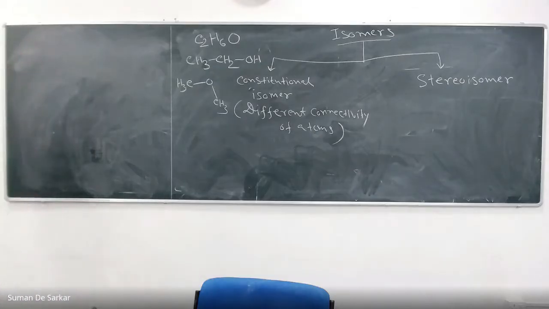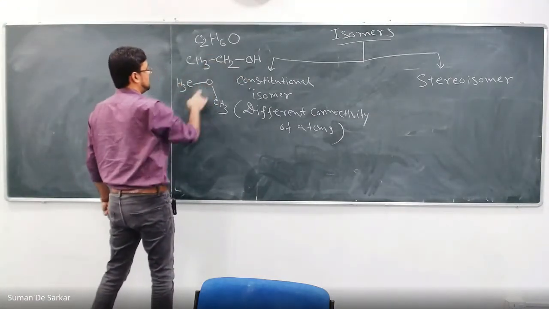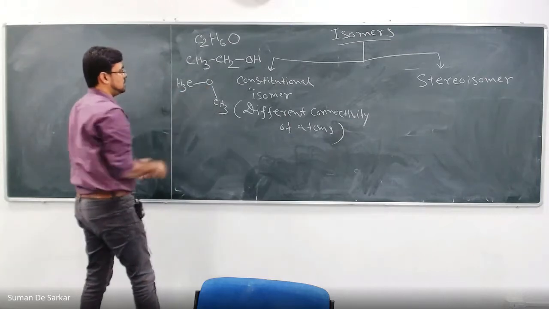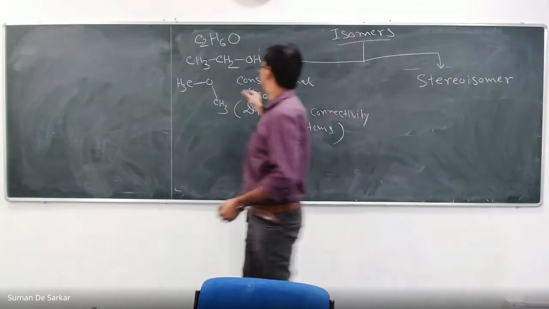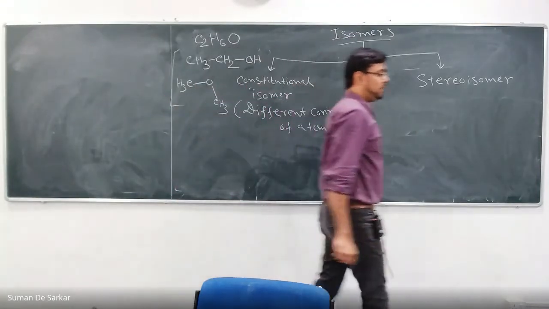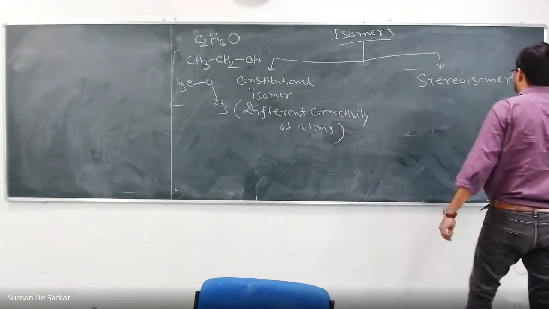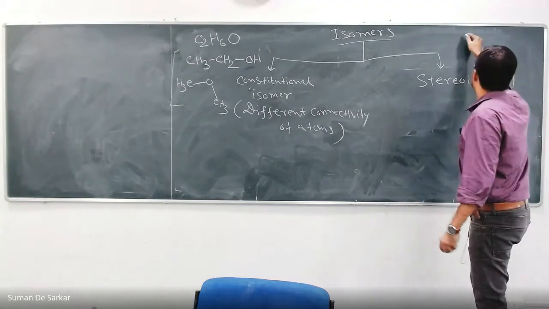You see, the connectivity of atoms is of course not the same. Here, oxygen is at the terminal and there is a carbon-carbon bond. Here, there is no carbon-carbon bond; oxygen is coming in between. Of course, these two are constitutional isomers. But in case of stereoisomers, it's not the case. Stereoisomers have the same connectivity.